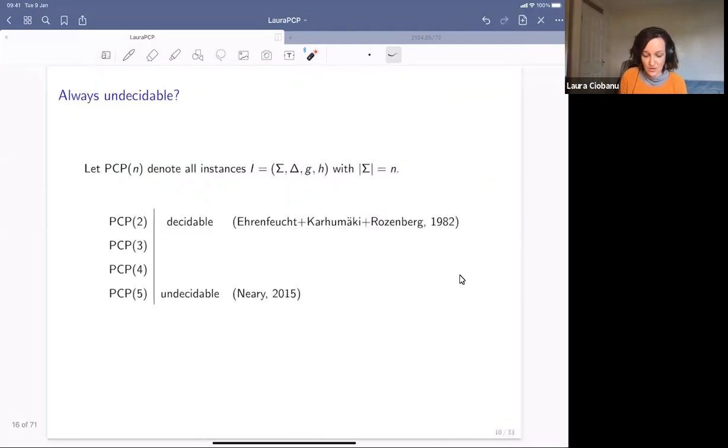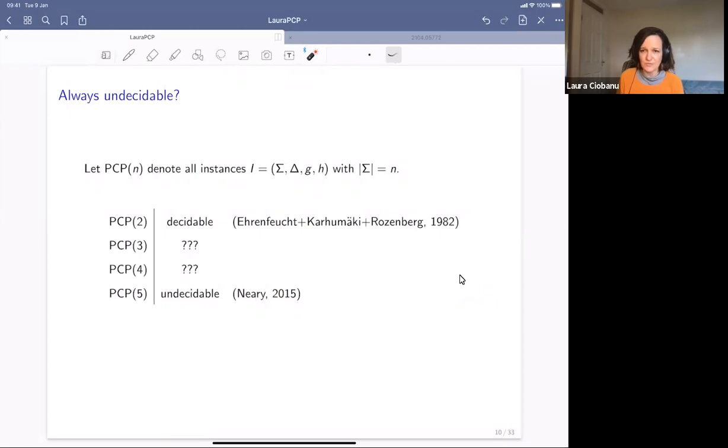It was quite a big deal in 2015 when it was shown that if the alphabet is 5, it's still undecidable. And in the middle here, we still don't know, right? Because you need to sort of push a whole Turing machine with all its instructions and alphabet into a small alphabet, and so that's hard. This is what makes these questions hard.